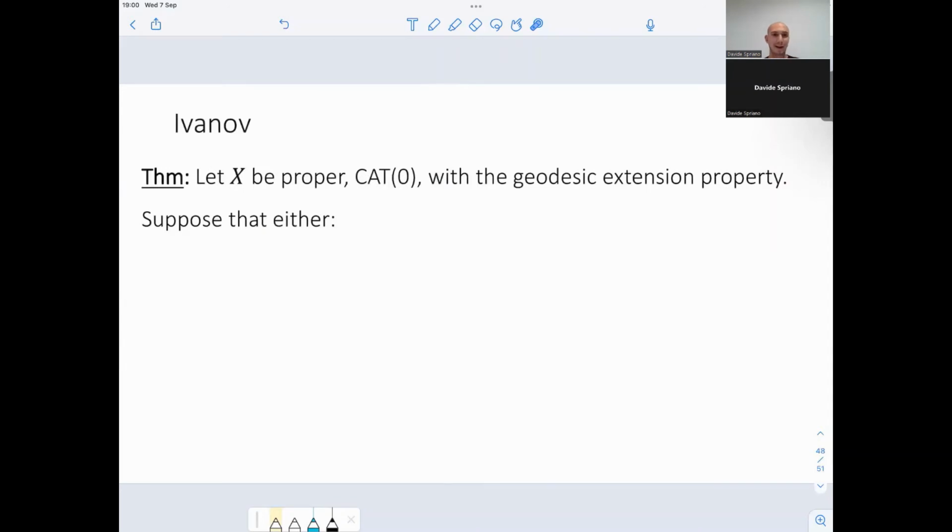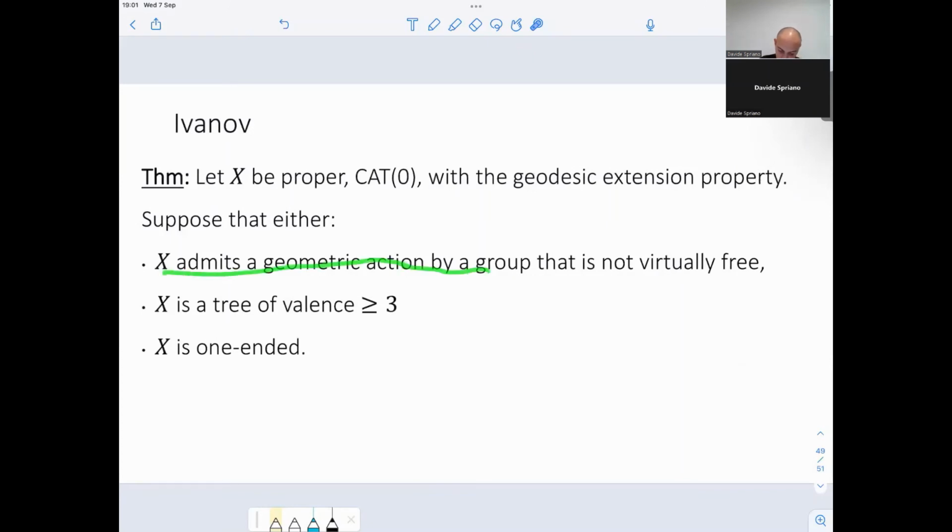And then let me conclude with a theorem that I like very much, which is an Ivanov-type theorem, which is the following. Let X be a proper CAT(0) space with the geodesic extension property. So this means that whenever I have a geodesic segment, I can extend it to a bi-infinite geodesic. And then we need some additional hypotheses. Suppose that either X admits a geometric action by a group that is not virtually free, or X is a tree of valence at least 3, or X is one-ended. These cover a large class of groups.